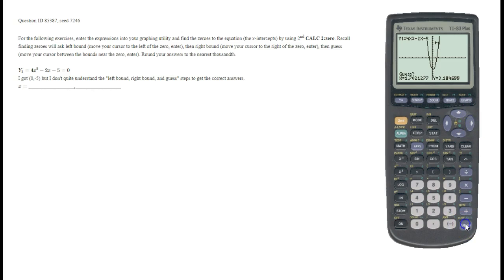Right bound. Enter. And then my guess. Enter. And it looks like the other zero is 1.396. Again, round to the nearest thousandths.